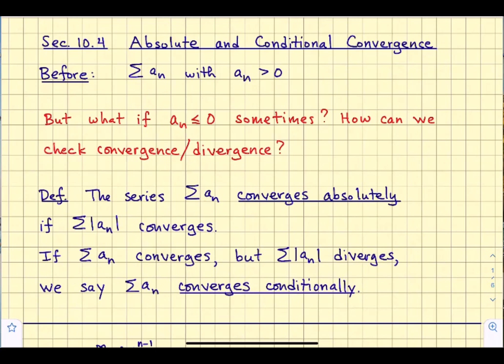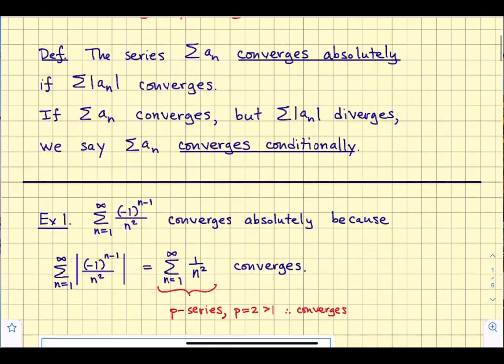Section 10.4, Absolute and Conditional Convergence. In the last section, we were looking at series with only positive terms, but what if sometimes we have terms that are less than or equal to 0? How can we check for the convergence or divergence in those situations? So first, to answer that, let's begin with some definitions.